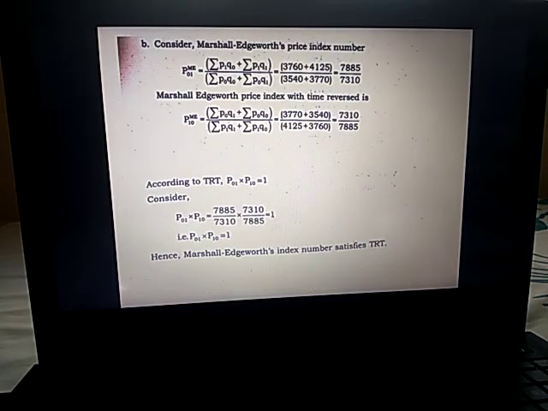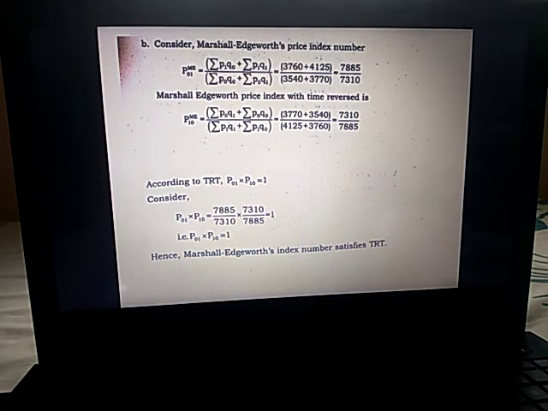Then consider Marshall-Edgeworth's price index number. The formula for P01 for Marshall-Edgeworth's price index number is summation P1 Q0 plus summation P1 Q1 divided by summation P0 Q0 plus summation P0 Q1. We have the values calculated. We'll substitute it and we get P01 as 7885 divided by 7310. Marshall-Edgeworth's price index with time reversed, that is P10, will be summation P0 Q1 plus summation P0 Q0 divided by summation P1 Q1 plus summation P1 Q0. Again we have all the values calculated. We get P10 as 7310 divided by 7885.